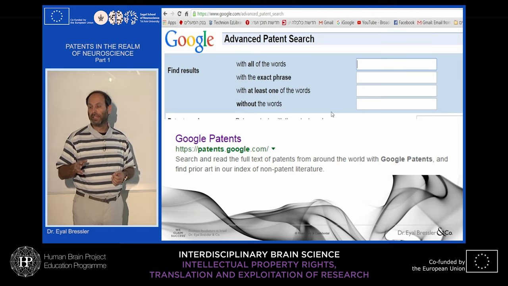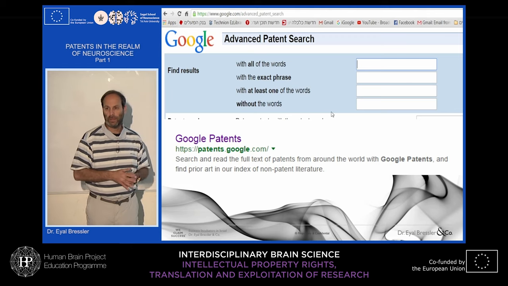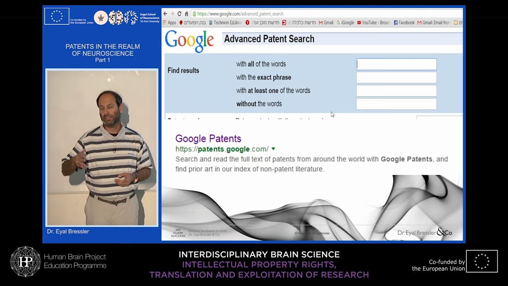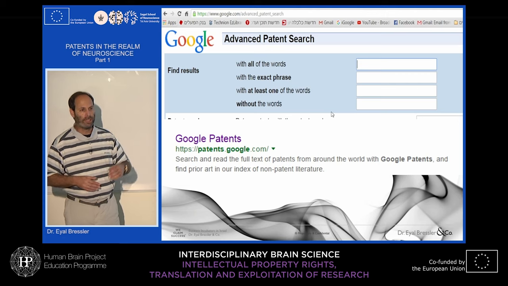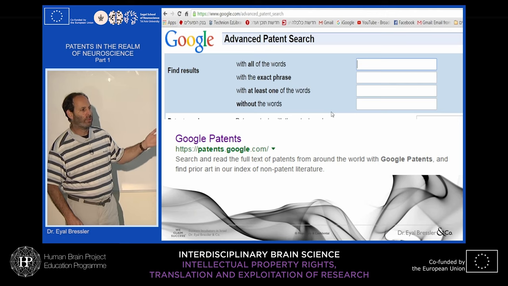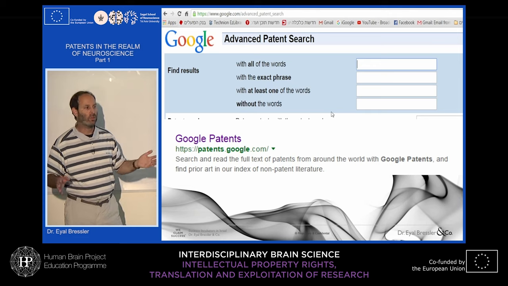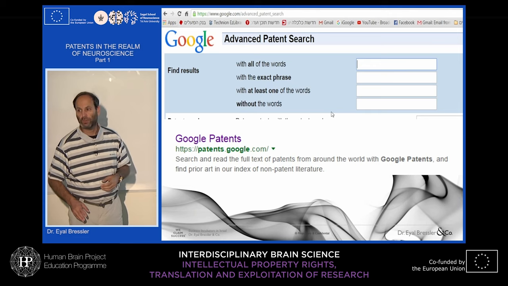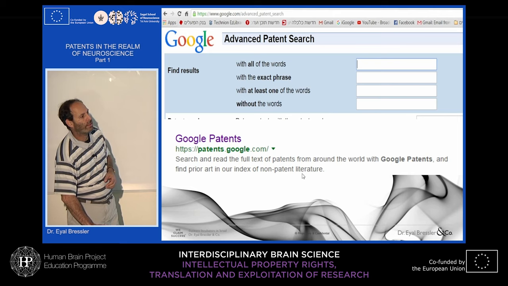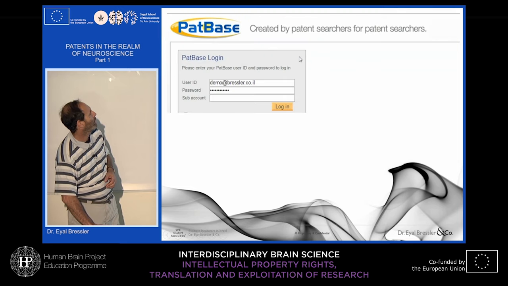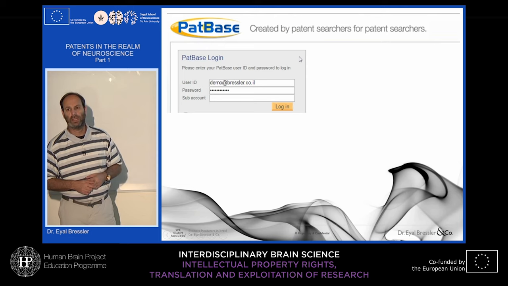Now, every country has its own patent search engine. Israel has its own Israel Patent Office engine, etc. But if you look in Espacenet, the European one, or the American one, you can find most of the 90 million patents we have.